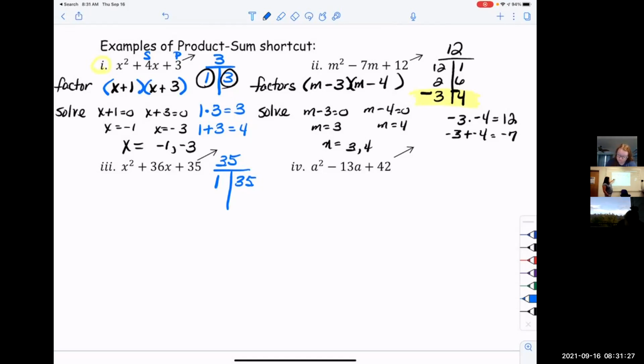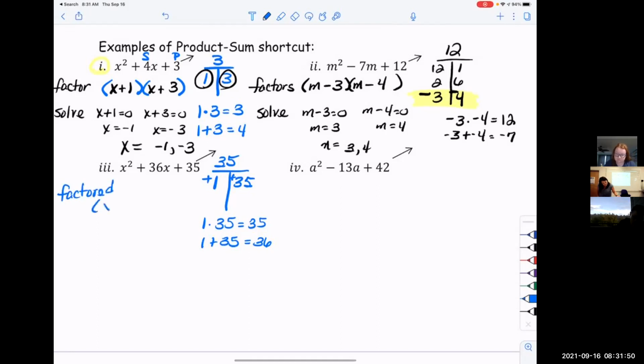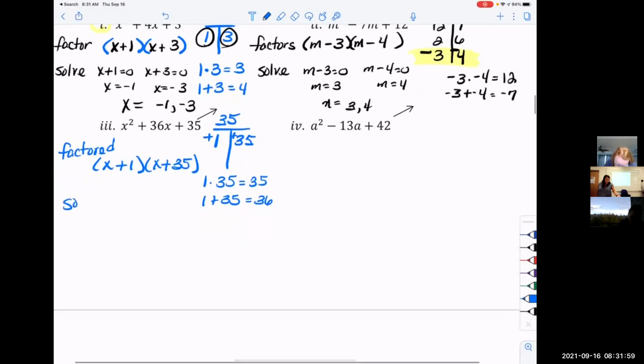All right, so we want a positive 36. So that means both of these should be positive. And so you say 1 times 35 is 35. 1 plus 35 is 36. Check, check. We're ready for parentheses. So what is my factored answer? Perfect. So that would be factored.